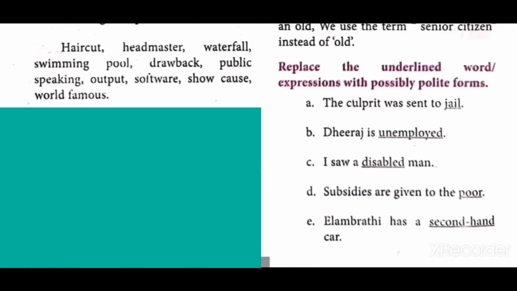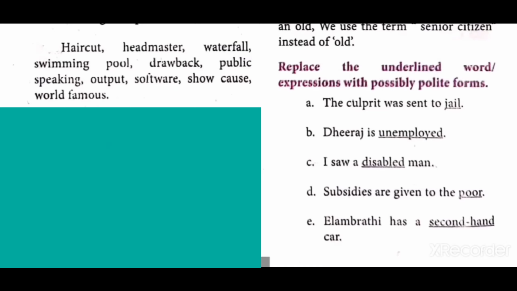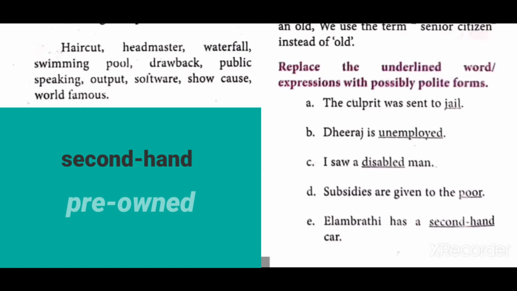Coming to D, subsidies are given to the poor. Here the word poor is underlined, so we can replace it with economically deprived or poverty stricken or underprivileged. Coming to the last one, E, Ilam Bharati has a second hand car. Here the compound word second hand is underlined. We can replace it with the euphemism pre-owned. So the sentence goes like this: Ilam Bharati has a pre-owned car.